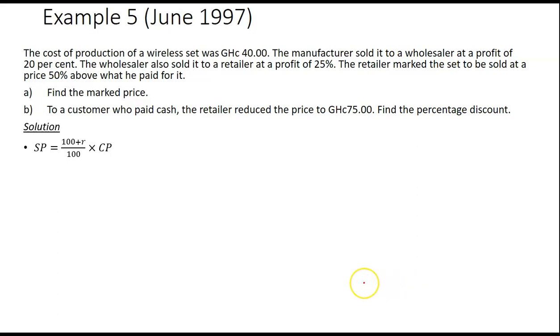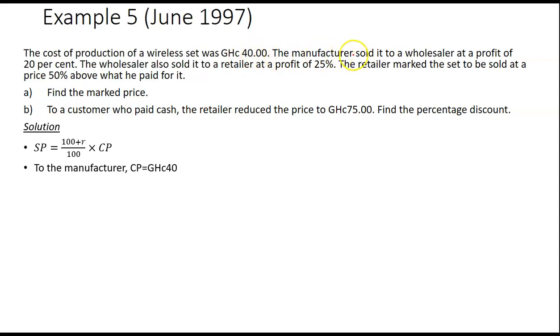Okay, let's find the mark price. Now, before we can do that, you should know that selling price is equal to (100 plus R) divided by 100 times cost price, isn't it? Now, to the manufacturer, are you with me? They said the cost of production of a wireless set was 40. So to the manufacturer, if he wants to know his selling price, since you know his cost price, are you with me?